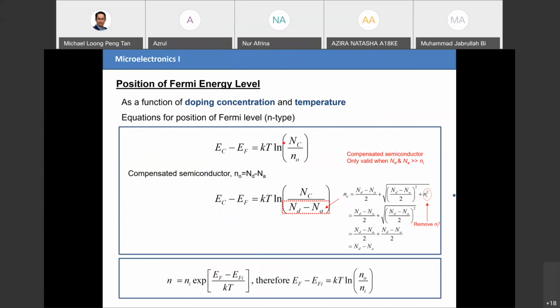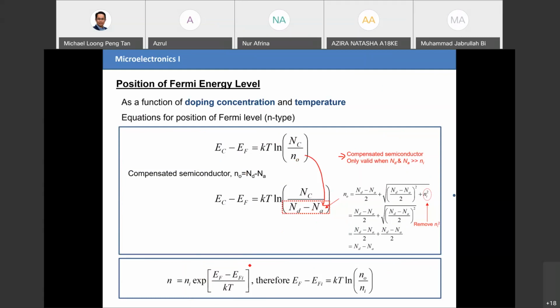So this equation, the same equation that we learned for NO and PO, what they do here is that they just change this NO here, they replace it with ND minus NA. So they just replace this one only, not difficult. But they say it is only valid when ND and NA are more than NI.